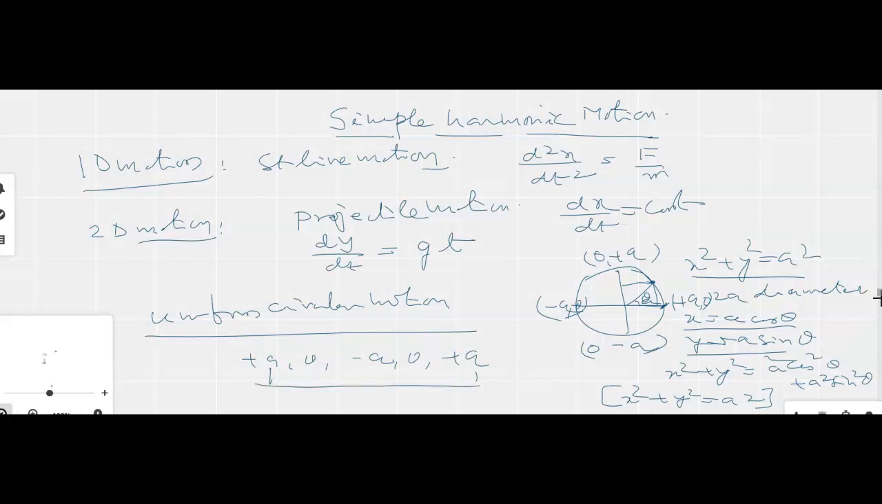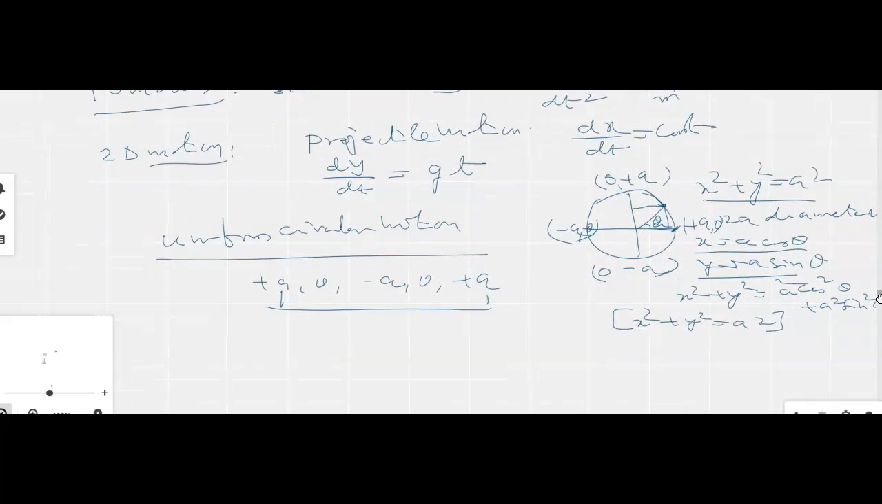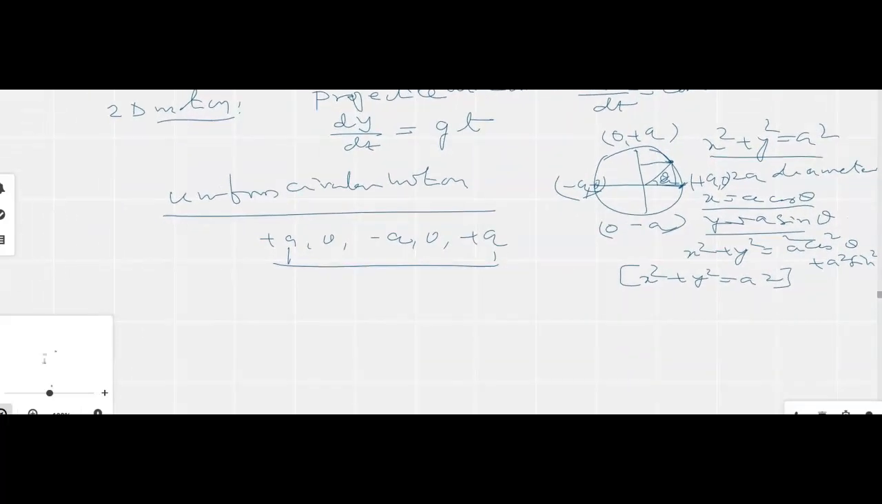And if the motion continues along the circle, this goes on repeating. So it is as if the particle is going like this: it starts from here, then goes like this, then goes like this. If you visualize the projection, it is going to the left and to the right. This is plus A and this is minus A. And this type of oscillation is known as simple harmonic motion.